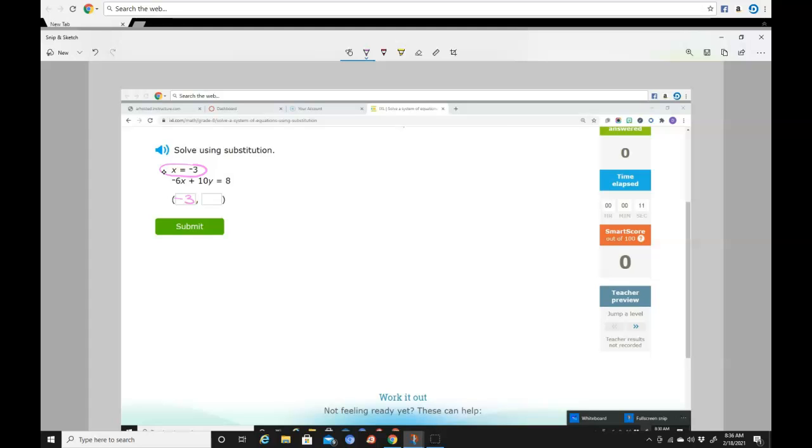All I'm going to do is recopy this equation and substitute the -3 for the x. So instead of putting x there, we put -3, because x is equal to -3, plus 10y, and we have it equal to 8. So this will be 18 plus 10y equals 8. We just multiplied -6 times -3 and got positive 18. So we subtract 18 from both sides to isolate my variable.